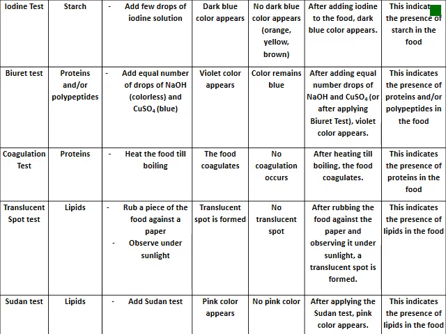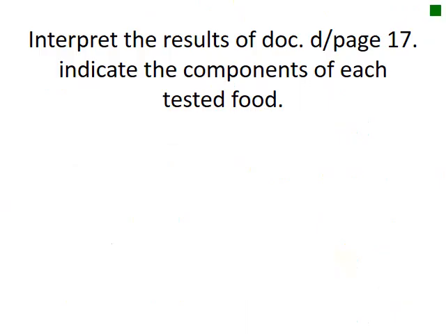Sudan test is done to identify the presence of lipids. Add Sudan test solution. Pink color appears. This is a positive result, and if no pink color appears, it is negative. So after applying the test, a pink color appears. This indicates the presence of lipids in the food.